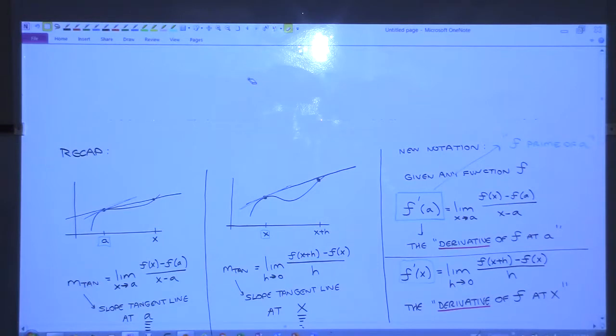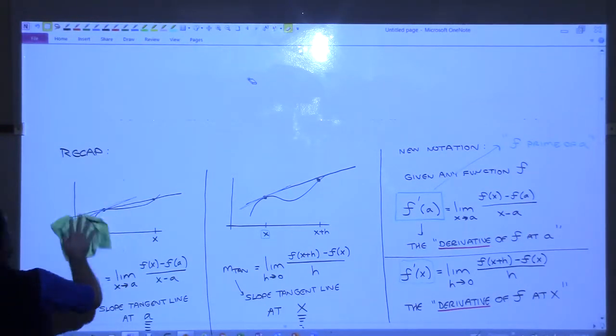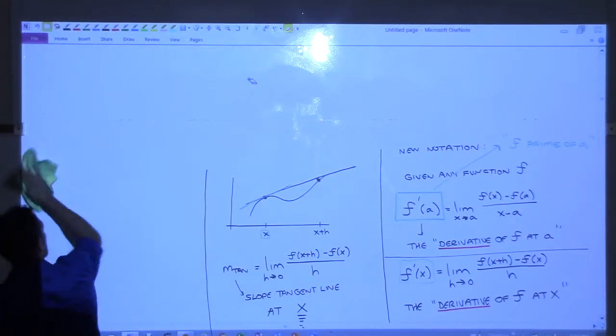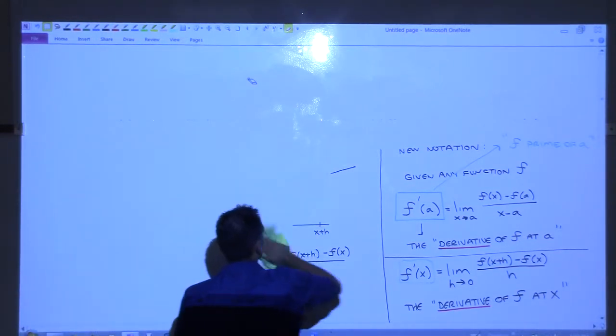So on your homework, there was a couple of problems towards the end that used this notation. We just hadn't gotten to that yet. So now that you know that, let's do an example just to get warmed up with this. And then we'll move into the next section.